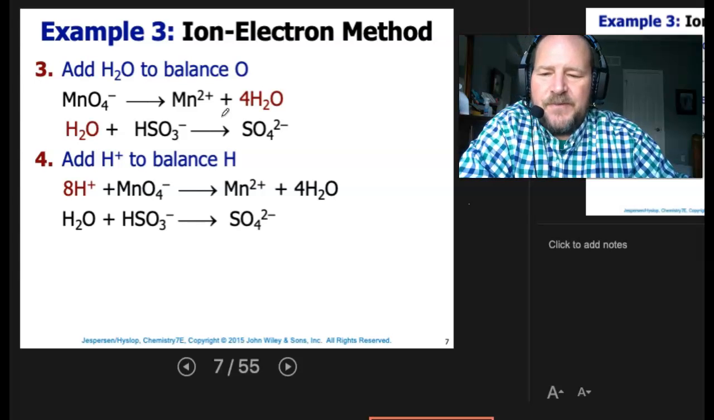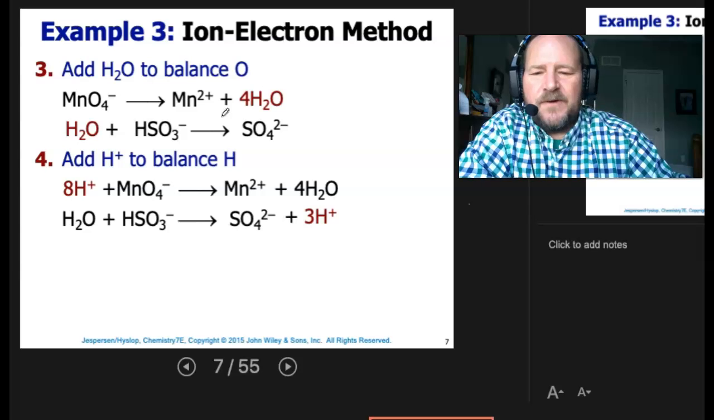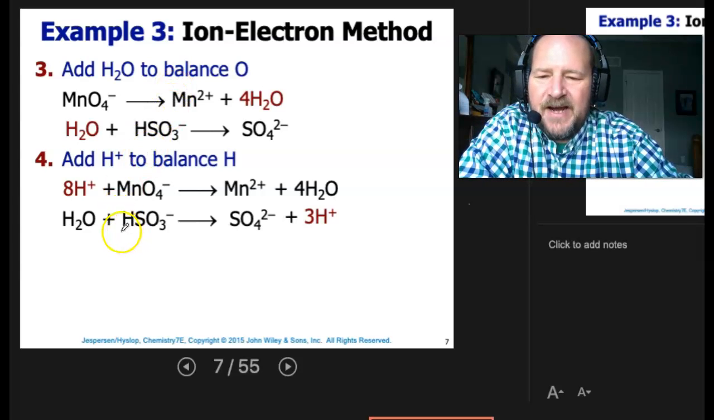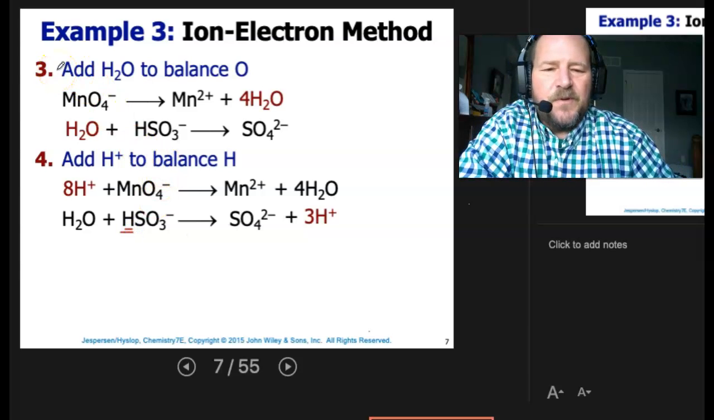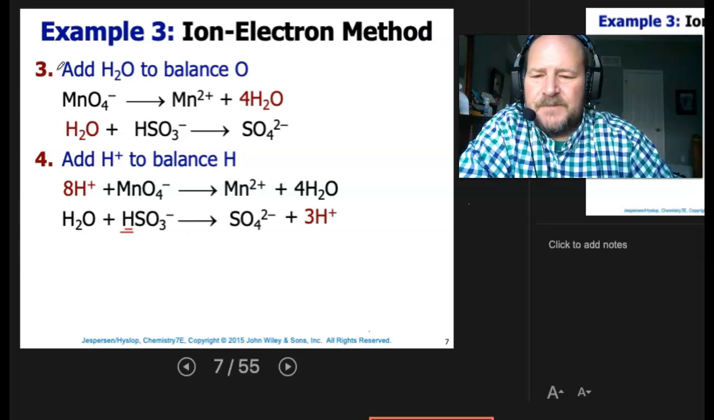For the SO3, we added 1 water, and so over here we're going to add 3 H plus. Now, why 3? Don't forget, we had a hydrogen already over here, right? So we took the 2 from the water we added, plus 1 from the HSO3.